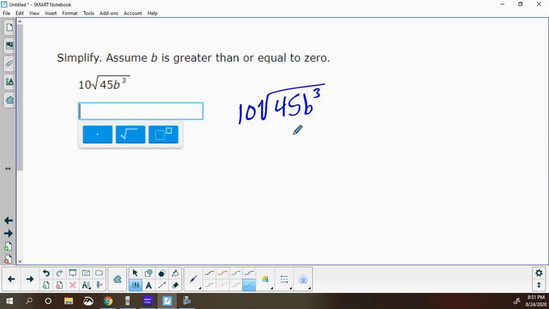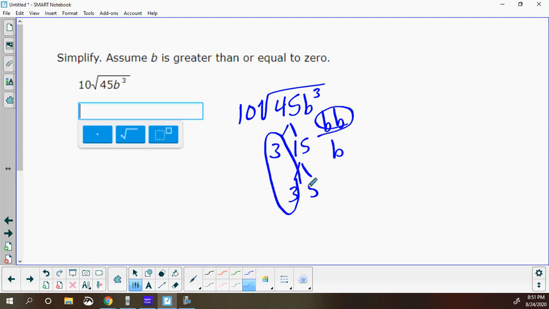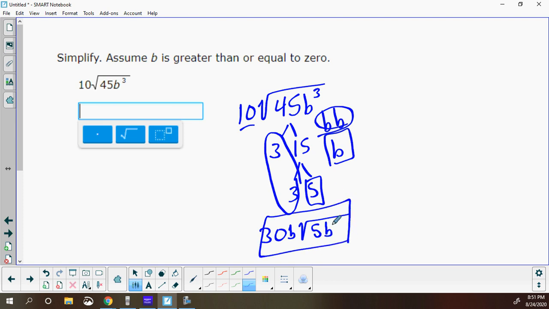45b cubed. Again, prime factor tree, 3 and 15, 3 and 5. And then I'm listing my b's. Here's a pair, here's a pair. 5 and b are left over. So the 3 and the b's move out. So I'll already have a 10. So 3 times 10 is 30. b is going to move out. Square root 5. And then there's one b left over. Boom. Done.